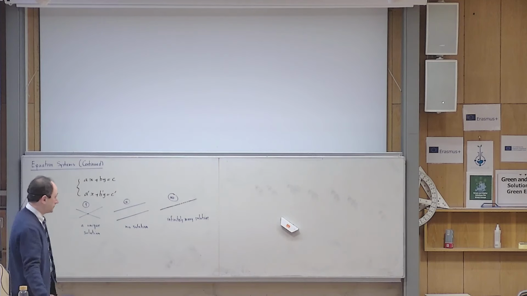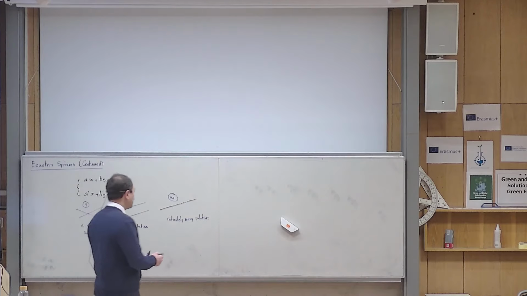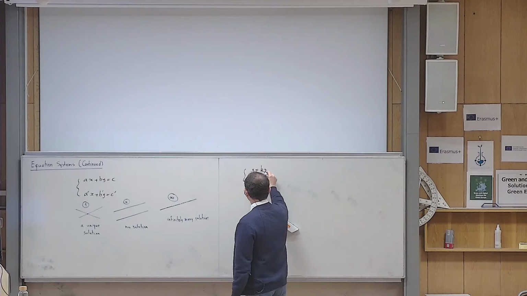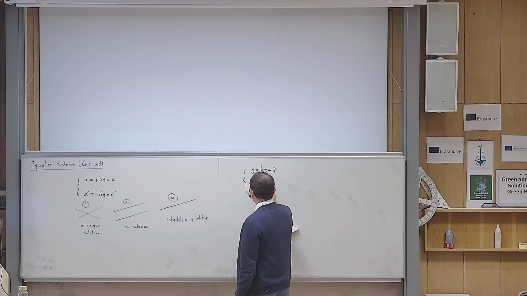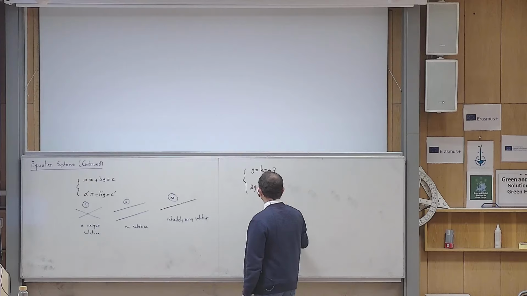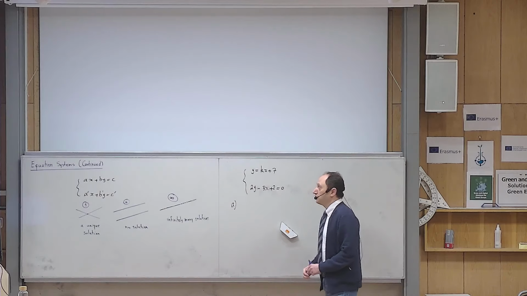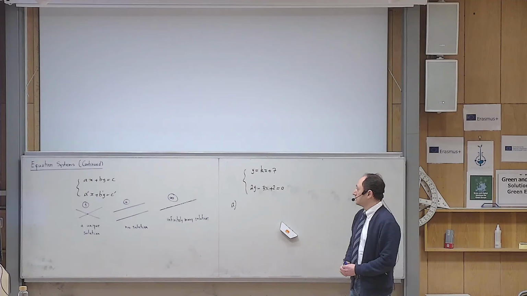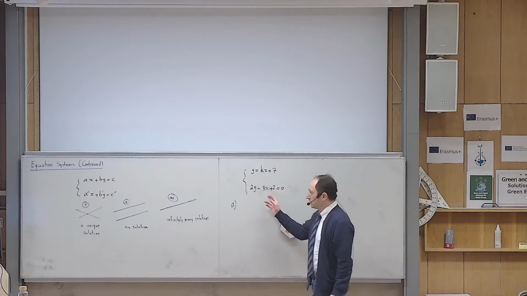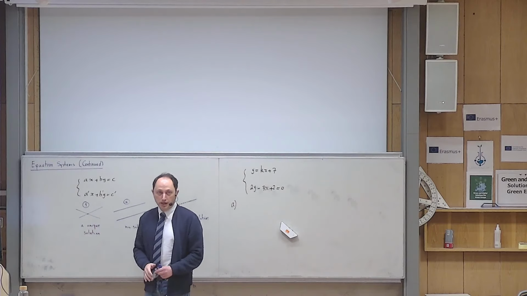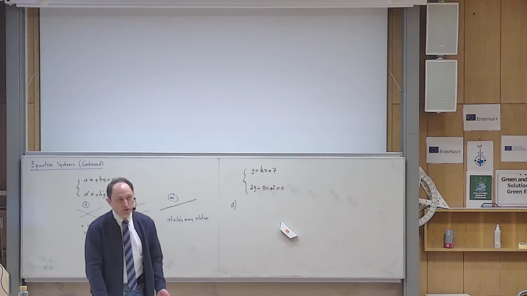So what should I do here? Let me write the system here. The system is y equals kx plus 7, and then I have 2y minus 3x plus 2 equals 0. Let us say that I want to concentrate on solving part 1, in which I want this system to have exactly one solution. So what does it mean? From a geometrical point of view, this should happen. So when does this happen? When the lines are not parallel.